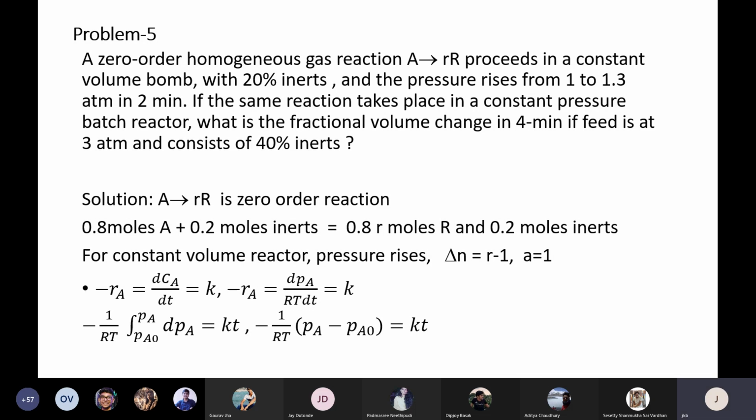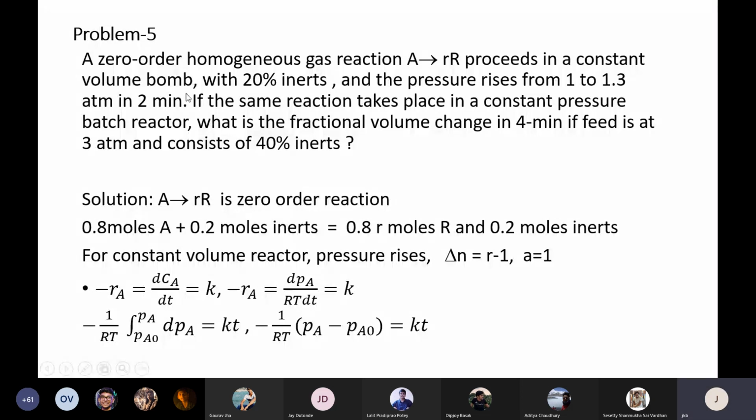So if there is a volume increase, then there will be pressure increase also. So with 20% inerts, the pressure rises from 1 to 1.3 atmosphere in 2 minutes. So seeing the pressure variation, it would be possible to find out the kinetics.